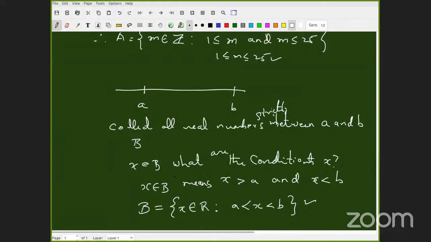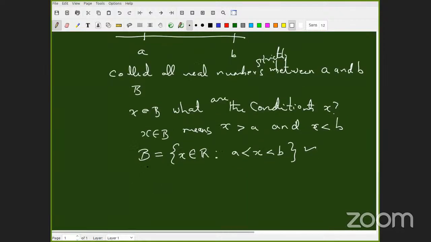How is it denoted? Akhilandeshwari, do you know? Have you seen so far? This B has a special notation. It changes from people to people, but we follow this usually. The notation for B is the open interval A comma B.